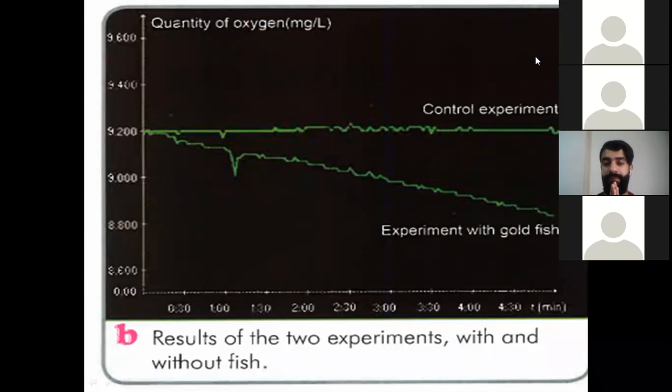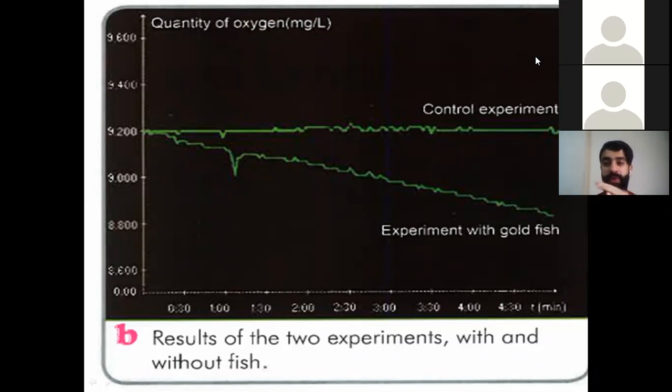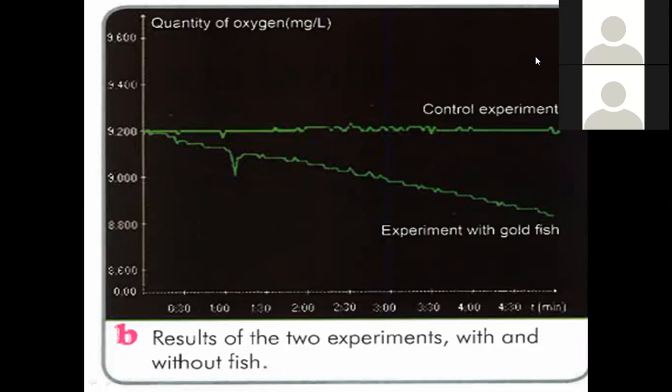We conclude that whenever we have the fish, the amount of oxygen is decreasing. So what can you conclude? When we have the fish, the oxygen... Yes, what does the fish do to the oxygen? It makes it decrease. Okay, so what does it do for this? You have a word, two words. You can use one of them.